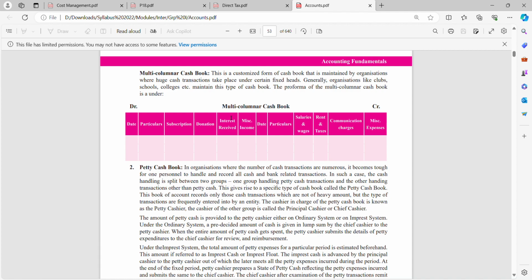The amount of petty cash is provided to the petty cashier either on ordinary system or an imprest system. Under the ordinary system, a pre-decided amount of cash is given in lump sum by chief cashier to the petty cashier. When the entire amount of petty cash gets spent, the petty cashier submits the details of petty expenditures to the chief cashier for review and reimbursement. So when the entire amount gets spent, the petty cashier will inform the chief cashier for reimbursement.